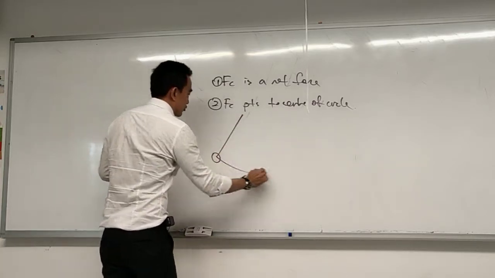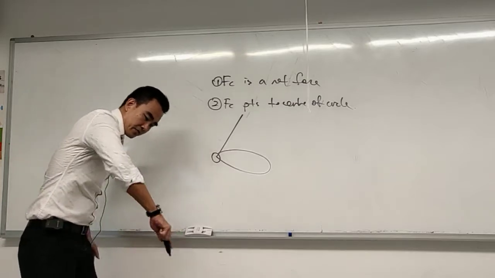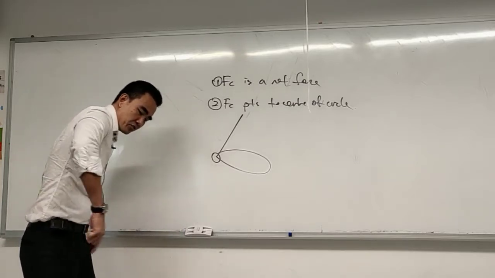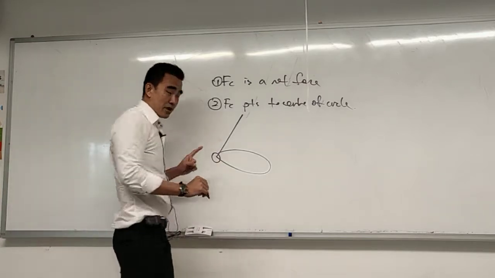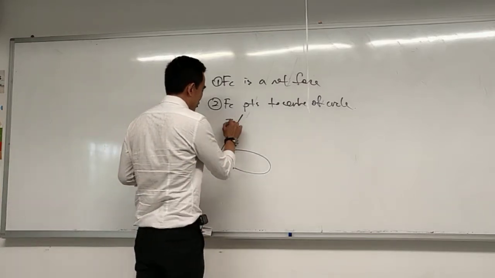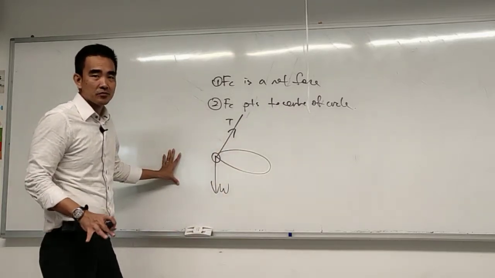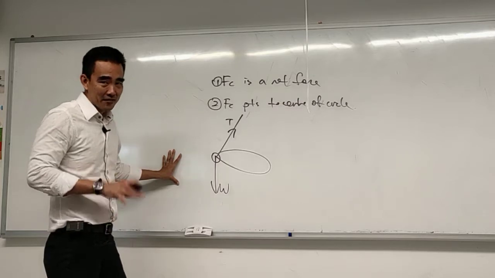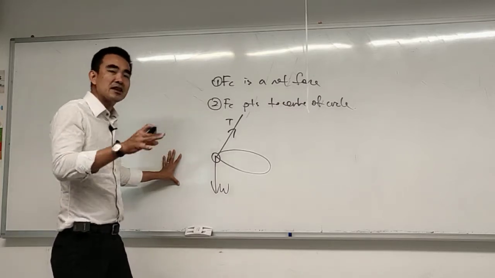If I have an object going through a conical pendulum, it goes like this. It doesn't go like this; that's the usual pendulum. It scratches the circle, so it's a conical pendulum. If I were to ask you to draw the free body diagram, it has to be only T and W. You cannot add the centripetal force into a free body diagram. You must never ever, because centripetal force is a net force.